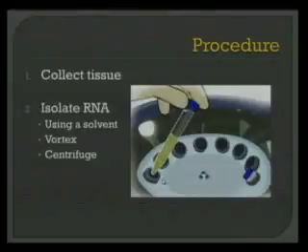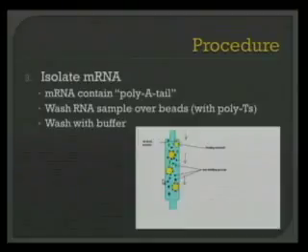Once you get your tissue, you have to isolate the RNA, and that's done using solvents, vortex, and centrifuge. From that, you then have to isolate your mRNA. Remember, your mRNA is what then gets translated into the protein. As far as the mRNA, remember that they have these poly A tails, so you can use that to isolate them. You have these beads that you wash them through, and the poly T tails on the beads are going to attract the poly A tails, so you can isolate just that subset of RNA, okay?